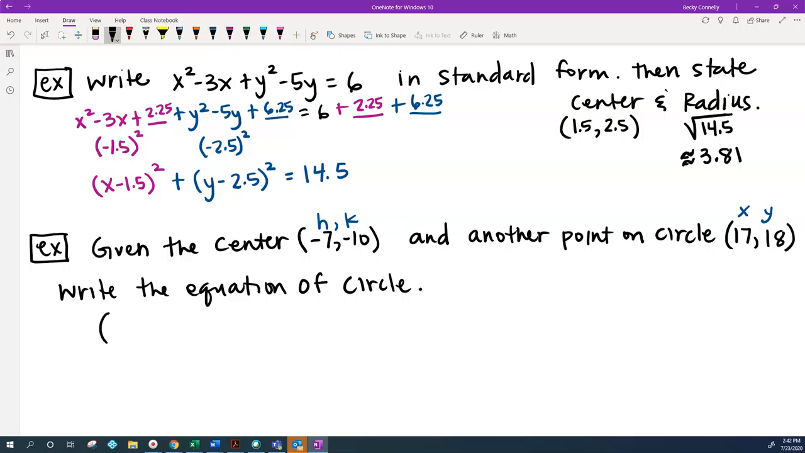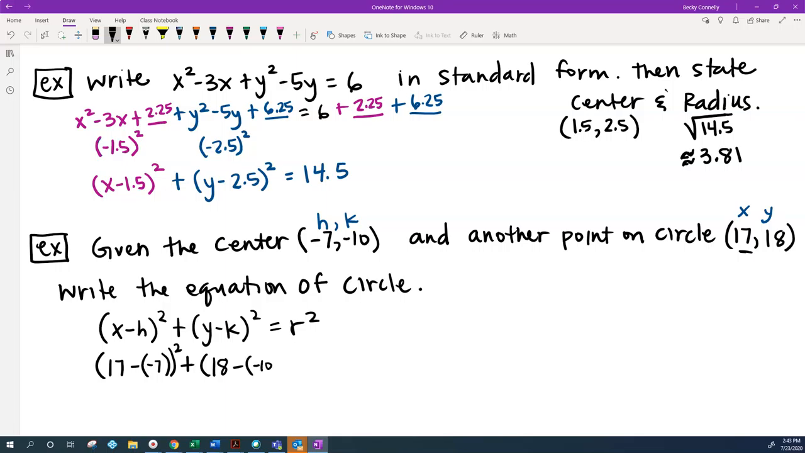So I'm going to write the standard form down again here just so it's easy to see. All right, so all I'm going to do is start plugging things into this. So I know my X is 17. I know my H is -7, so I'm minusing a -7. Maybe I'll just write it down like that just to make sure everybody's with me, that I'm minusing a negative. And then that's all squared, plus my Y is 18 minus my K. So I'm minusing a -10 on this.